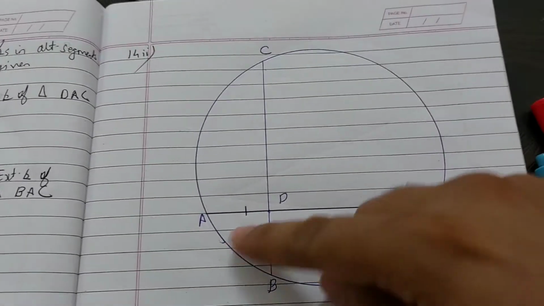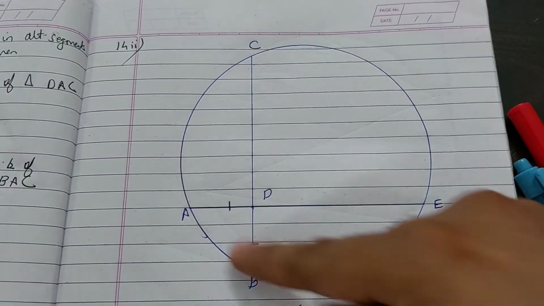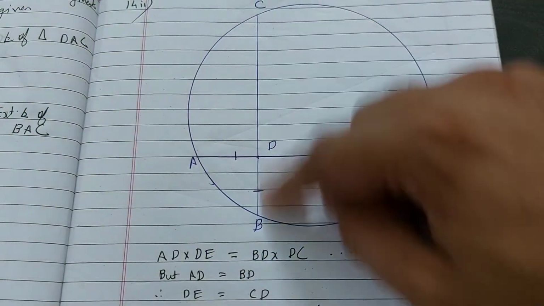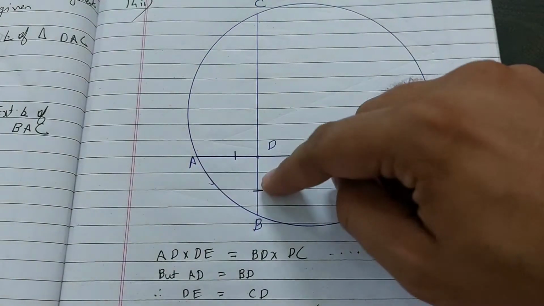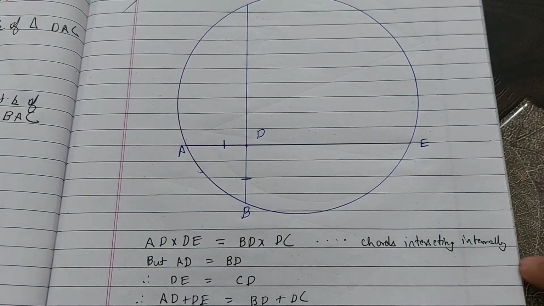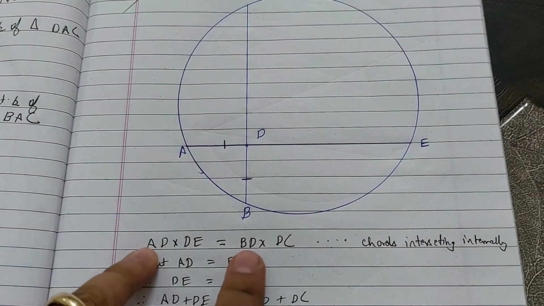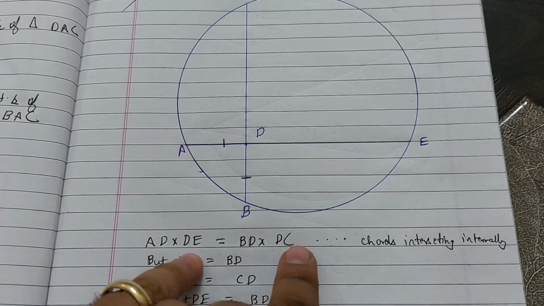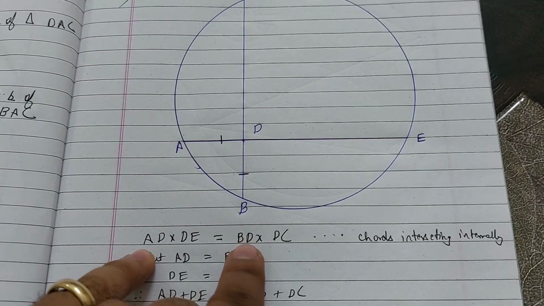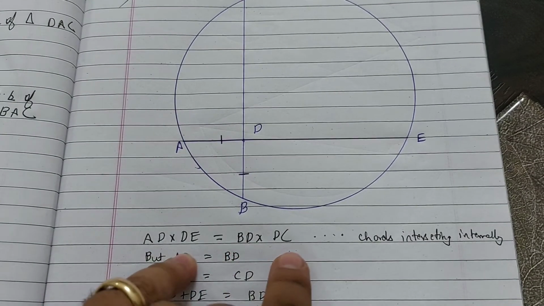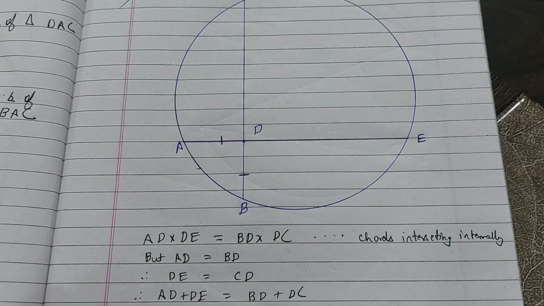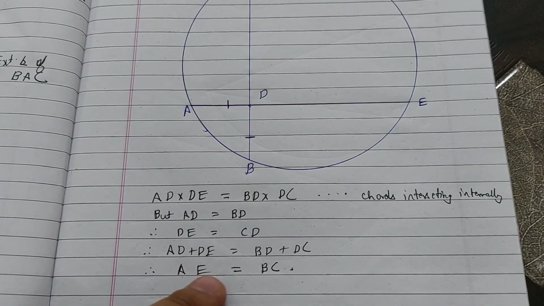It's given that AD is equal to DB, but they have asked us to prove that AE is equal to BC. First of all, we know that if chords intersect internally, then AD into DE is equal to BD into DC. But out of that, AD and BD are equal. That means DE and DC are also equal. And if you add them, you prove that AE is equal to BC.